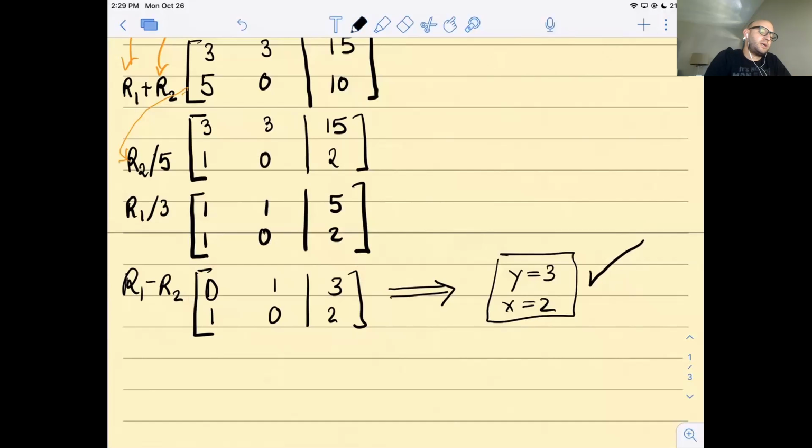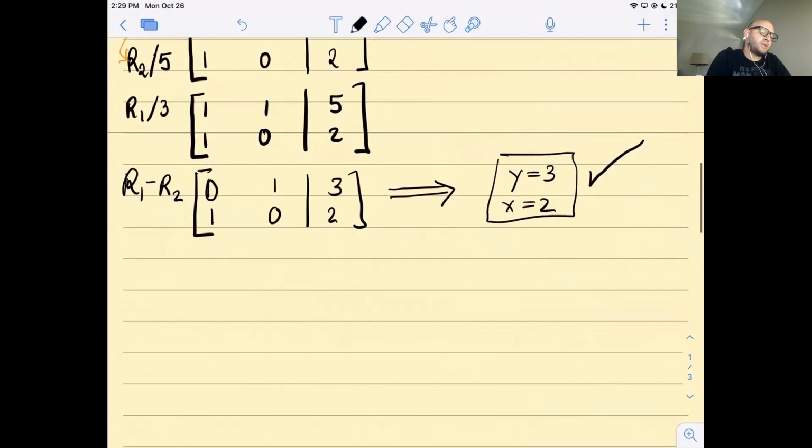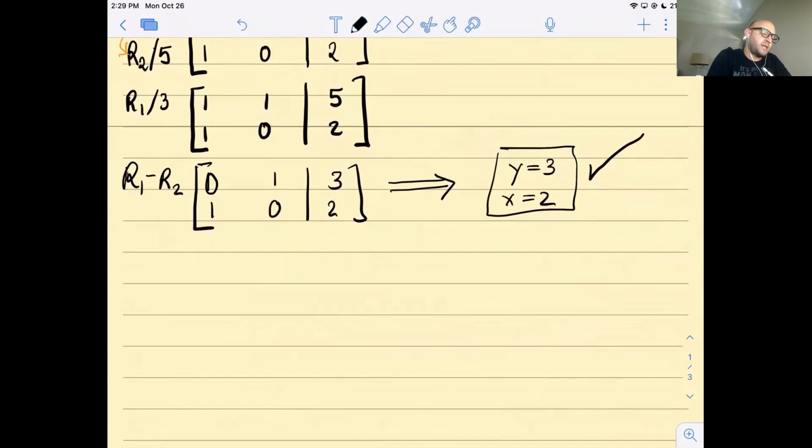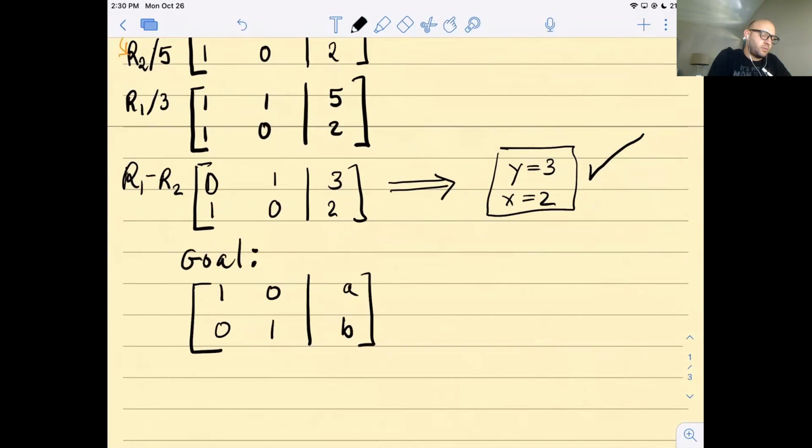So the goal when you're doing Gaussian elimination is actually to end up at something called the identity matrix, which I'm going to write here. It's going to look like this: 1, 0, 0, 1, and then your answers A and B. So this is the actual goal that we want to get to. We want to get to something with the identity. This part is called the identity matrix.